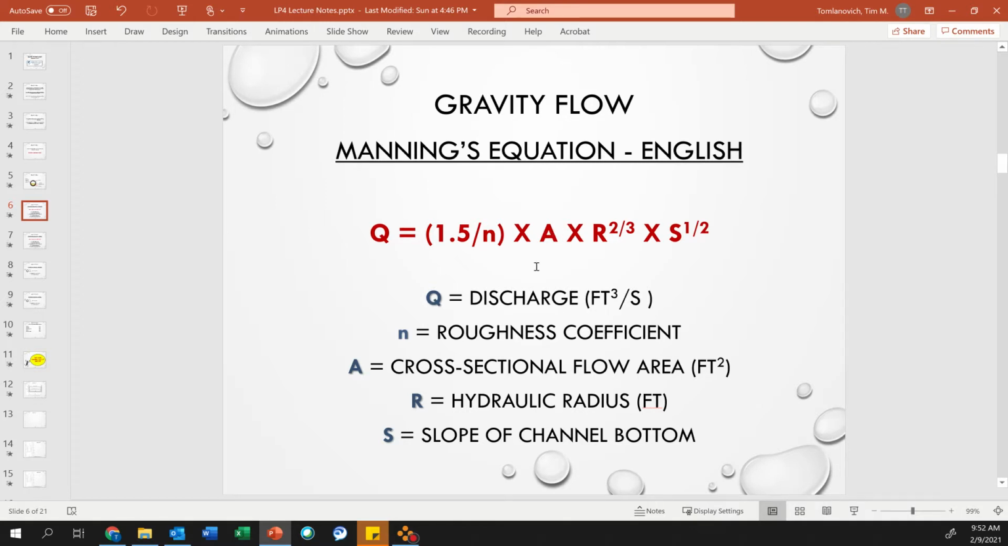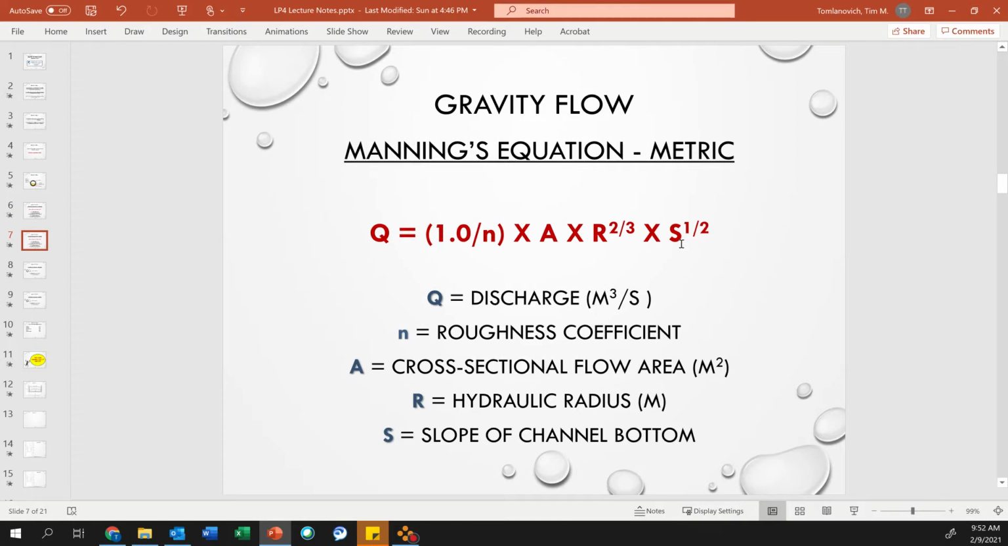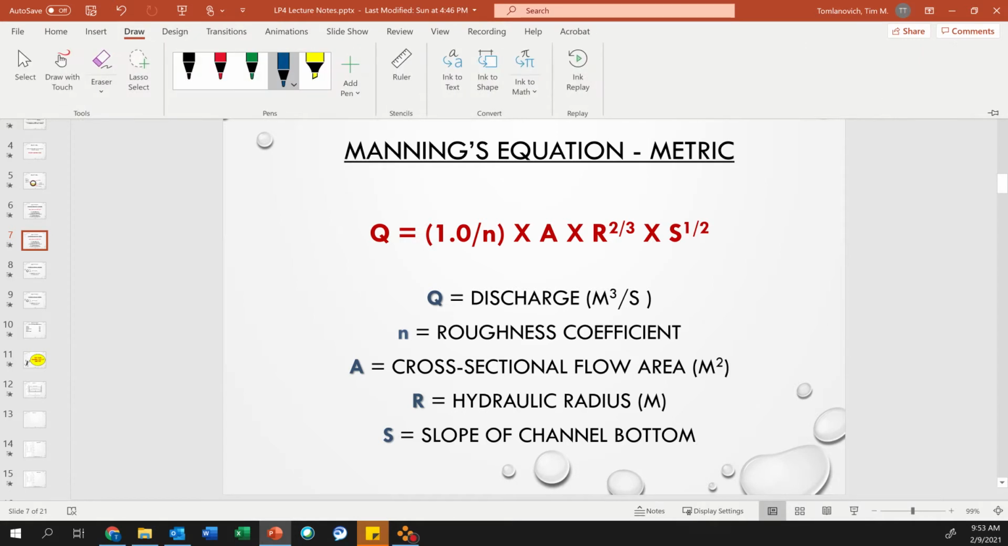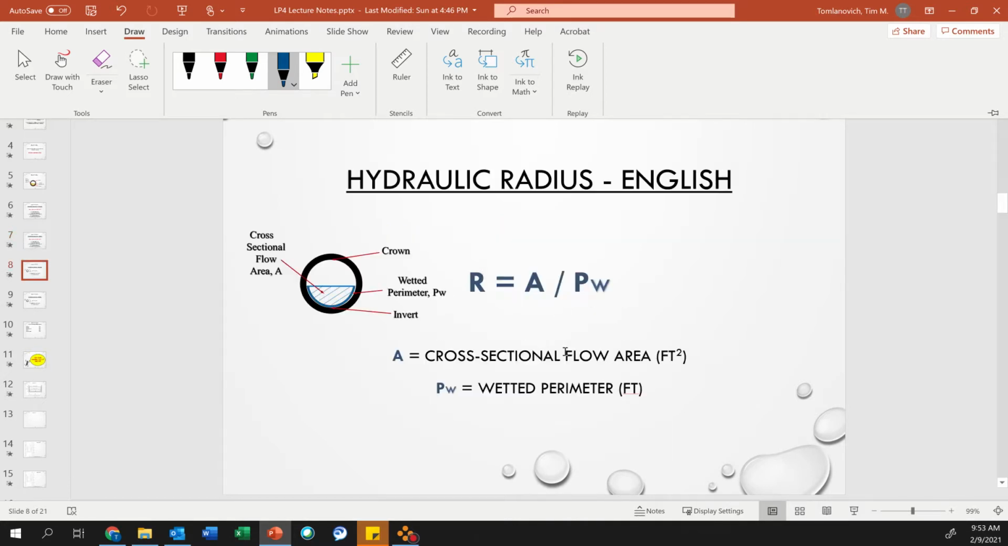We'll go over hydraulic radius on the next slide. In metric, they're all the same except this constant is 1.0. I'm sorry, this constant is 1.0. So Q is in cubic meters per second. n is a roughness coefficient, a unitless number. A is cross-sectional flow area, meters squared. Hydraulic radius, meters. Slope of channel bottom. Okay, metric.